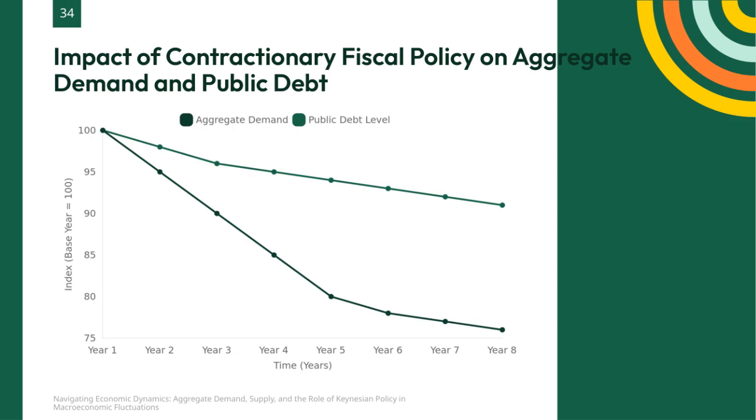This illustrates that while contractionary policies effectively reduce demand in the short term, the reduction in public debt happens more gradually, highlighting the trade-offs policymakers face between controlling inflation and managing debt levels.